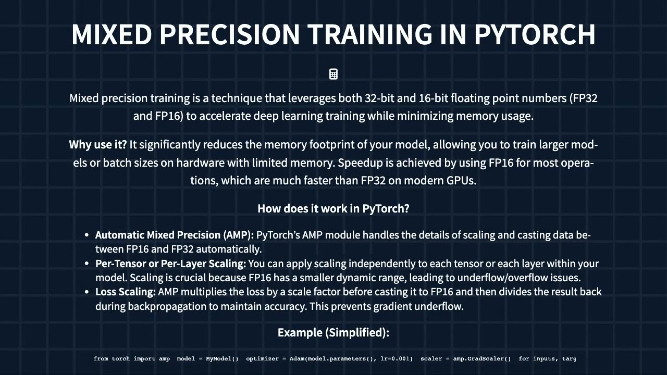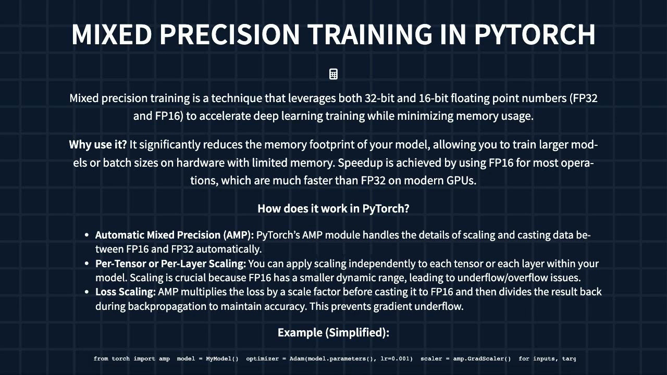Okay, let's talk about mixed precision training, a really useful technique for speeding up your PyTorch models. Basically, it's like using a slightly less precise calculator to do some calculations while still getting the right answer. We use 32-bit and 16-bit floating point numbers. Why? Because 16-bit allows us to store our model and data in less memory, letting you train bigger models or use larger batches on GPUs that might not have tons of RAM.